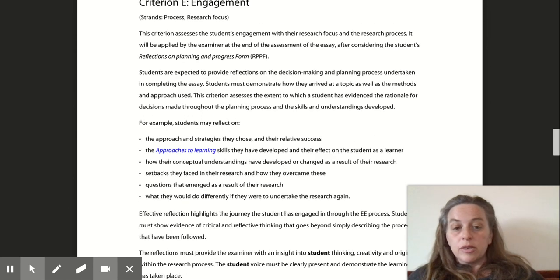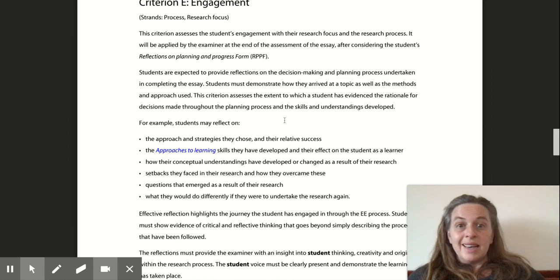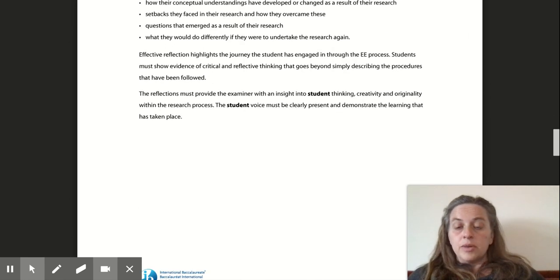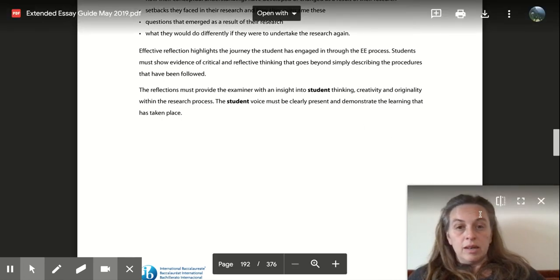Oh, and then criterion E, which is engagement. And again, this is, are you engaging the topic? And is your essay engaging to the reader? Those are all important things to consider as you write your EE in history.